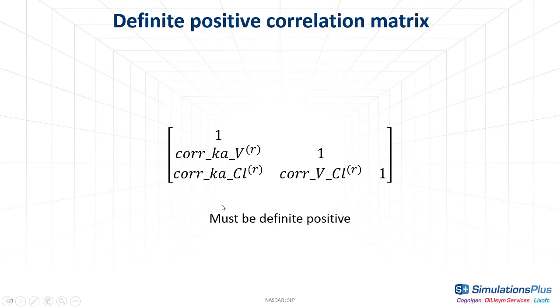The last point I would like to mention is about correlation parameters. Let's assume that I have three correlation parameters between ka and V, ka and Cl, and V and Cl. These three correlation parameters form a matrix that needs to be positive definite. If we sample values for these three parameters from the variance-covariance matrix of the estimates, we have no guarantee that the matrix that will form will be positive definite. So this is something that we check after the sampling, and if the matrix is not positive definite, we sample again.